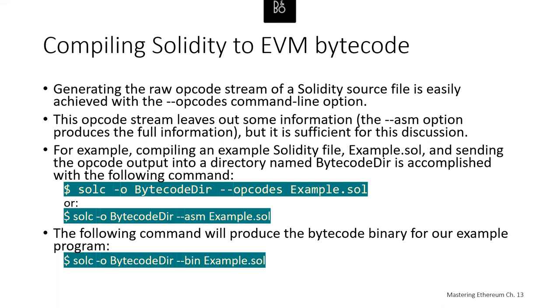For example, if we want to compile example.sol, what we might use is the command we show here. We see solc -o bytecode directory, and then the specific opcodes followed by example.sol. Or the example below it, to get all the information with ASM, we say solc -o bytecode directory, and then double dash ASM followed by example.sol. And if we want to get the bytecode binary, we might use solc -o bytecode directory bin example.sol. All right, so that gives us how we would produce the various files for our programs.